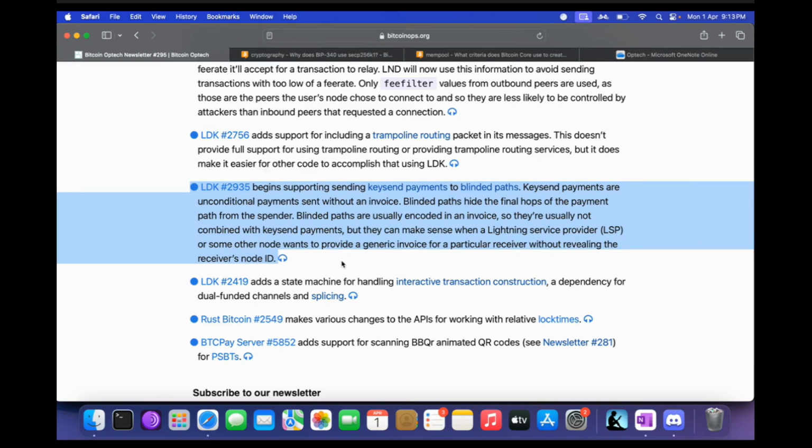But in this, you need to wait for the recipient to generate an invoice. If Alice wants to send a Lightning payment to Bob, Alice will have to wait for Bob to generate an invoice, and Bob will share that invoice, and only then can Alice initiate a transaction. Keysend payments allow a sender to send payments over the Lightning Network to a recipient without there being a need for the recipient to create an invoice.